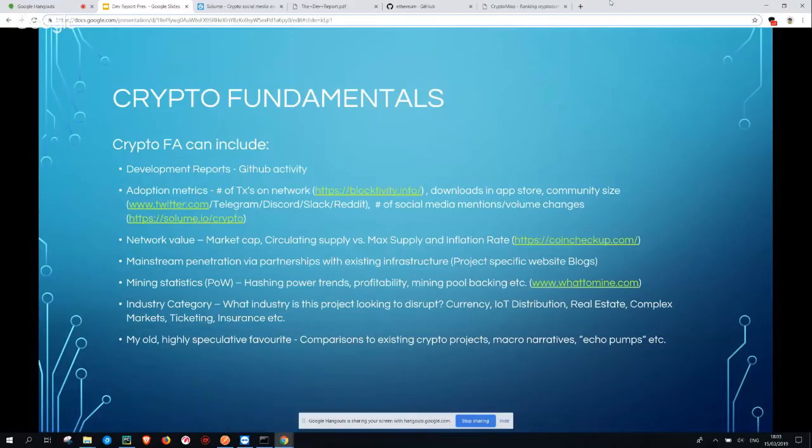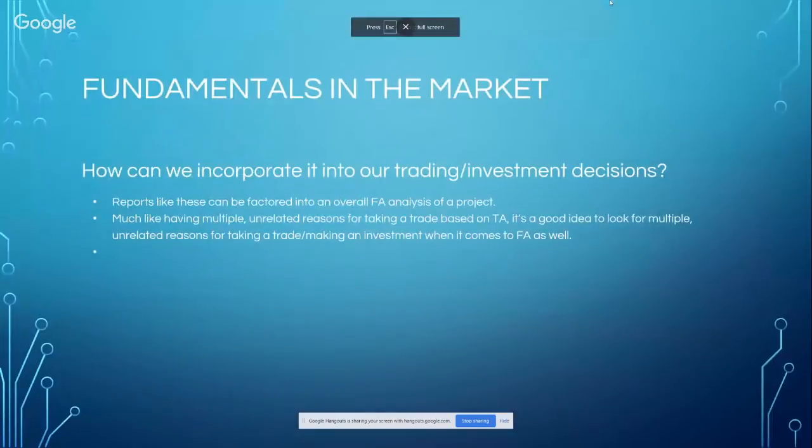And that's it. As far as what I'd like to share today, I thought I'd try to factor in how I might build out my own FA toolkit. And just like with TA, you want to have multiple reasons if you're going to look for a longer term position. So these are just a few of the things I look at.